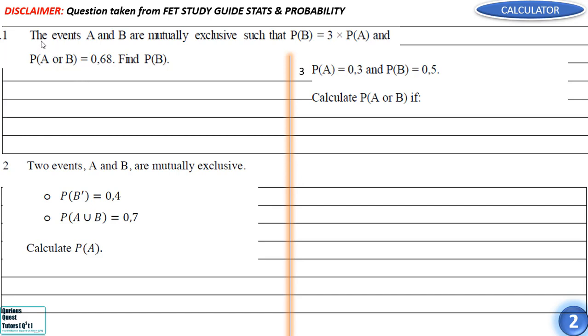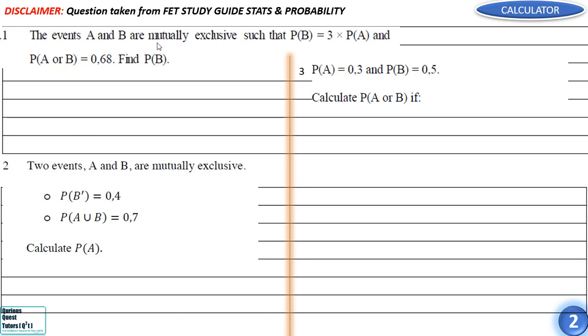It reads as follows. The events A and B are mutually exclusive such that the probability of B is 3 times the probability of A, and the probability of A or B is 0.68. We are asked to determine the probability of B.